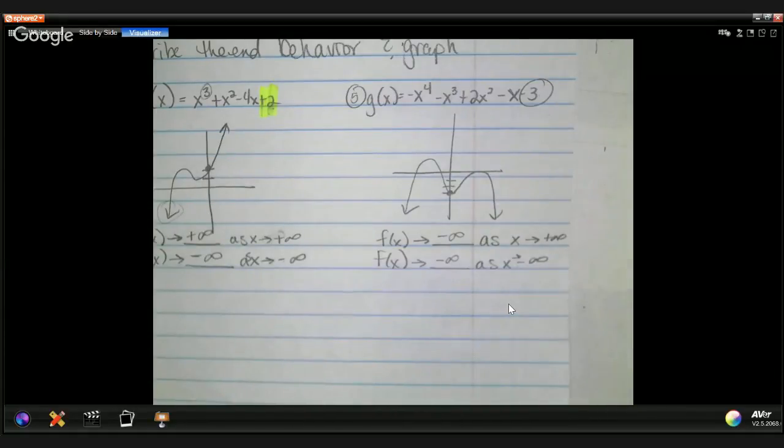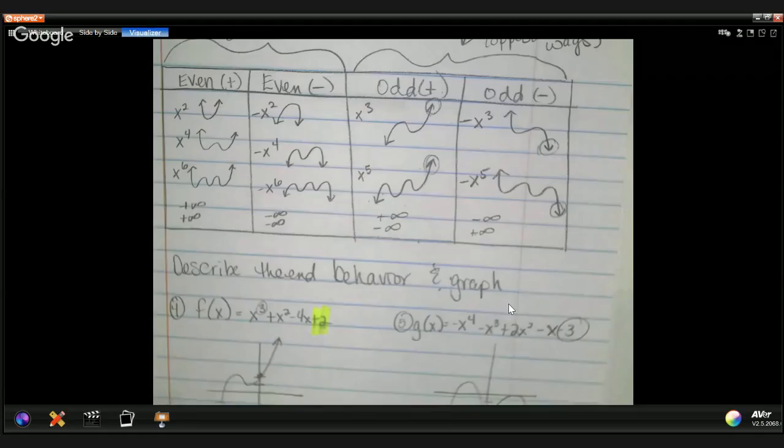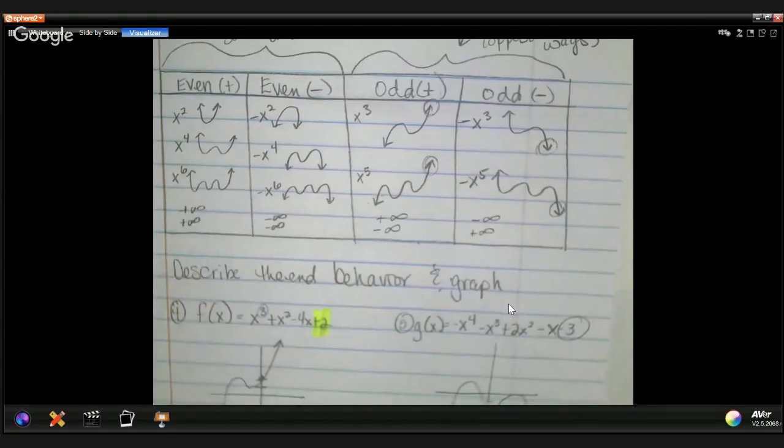So remember, even functions will end up going the same way. Odd functions will go opposite ways. And then you could tell what the degree is, and that tells you how many humps or how many different directions you go.